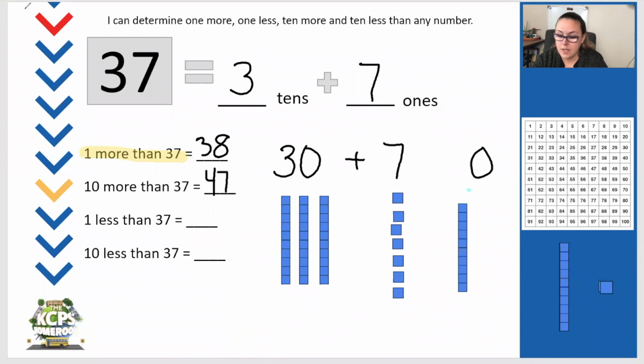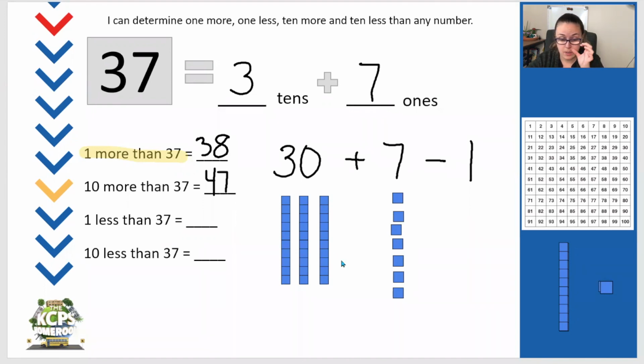Now we have to talk about 1 less than. So we need to erase drawings first and put materials back that we don't need. When we talk about less than, are we adding or subtracting? That's right. When we talk about a number being less than, we're typically subtracting. So when we talk about 1 less, we're going to take 1 away from 37.